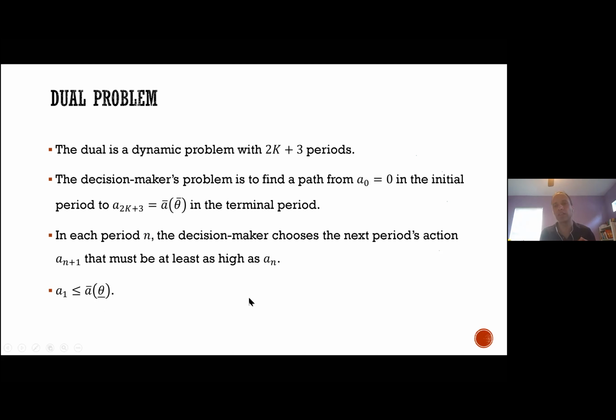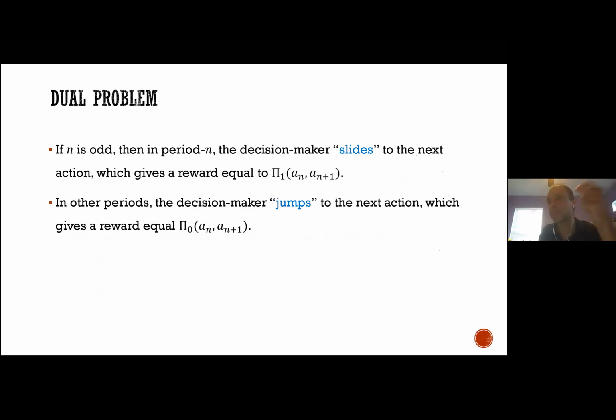It's a simple finite horizon dynamic optimization problem, where you are moving from a given initial state to a given terminal state in a finite number of periods, with the restriction that the choices should be weakly increasing, and this restriction on the initial choice. Obviously I need to specify the rewards of the decision maker. The rewards of the decision maker depend upon the period.